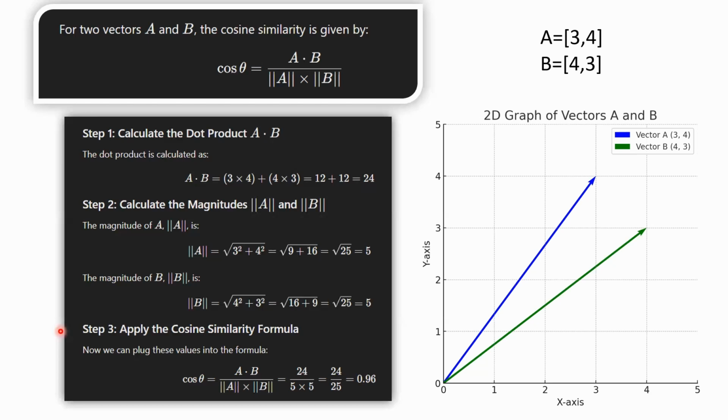and the magnitude of A would be just square that value and take the root. Again, these values are also fine. Now, if you punch in all the values into the formula, you will get 0.96. So that means it is very close to 1. That means it is similar in nature. So that's the understanding we have got from this video.